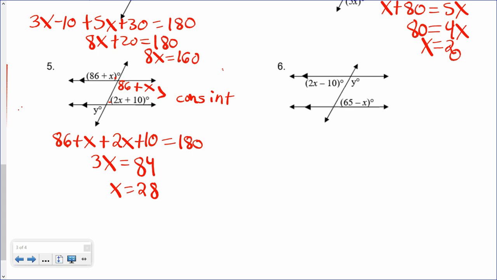Okay, so if we're trying to find y, there are actually 2 ways you can do it. You can plug the x into this angle and use vertical angles, or you could plug it into this angle and use consecutive exterior. Really up to you, whichever one you see first. So this one might be easier, right? If we take the 28 and plug it into the 2x plus 10, what's the measure of this angle when you plug it in?